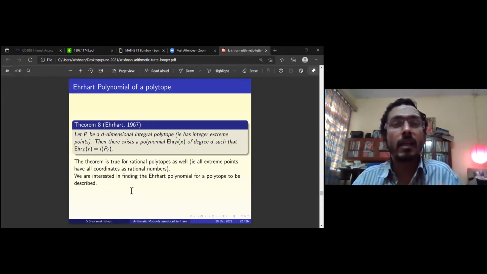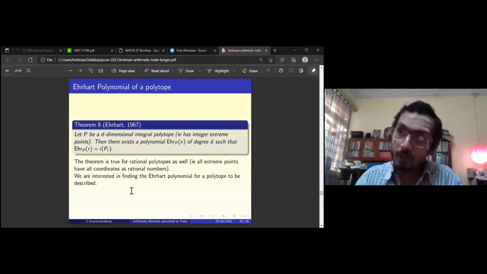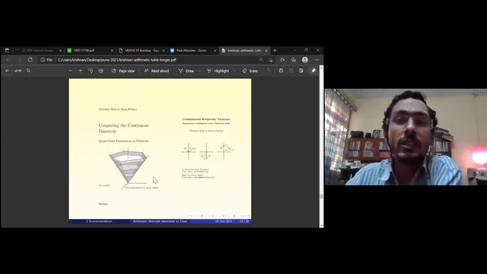And why are we saying this Ehrhart theory? Because this has connections to the arithmetic Tutte polynomial. Yeah, so these two books are very good.